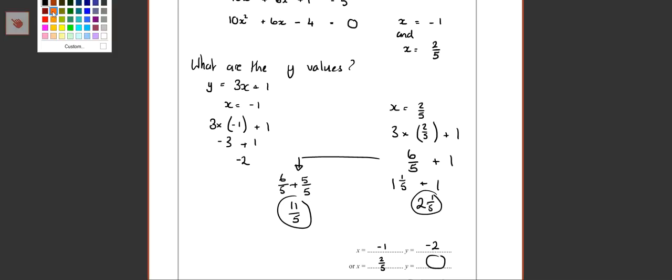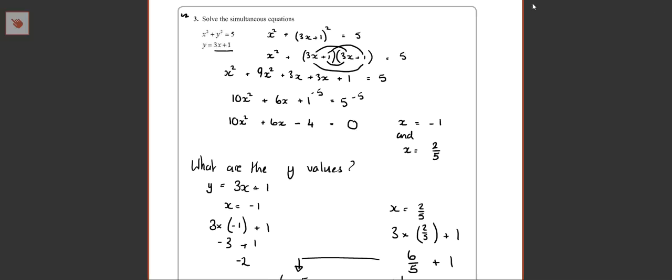Okay? Because of the comment we've just made, at this stage we said, what are the y values? And we said immediately, well, let's use y equals 3x plus 1. It's just easier. However, normally we would say that we could use either of the two. However, in this case, we can't.